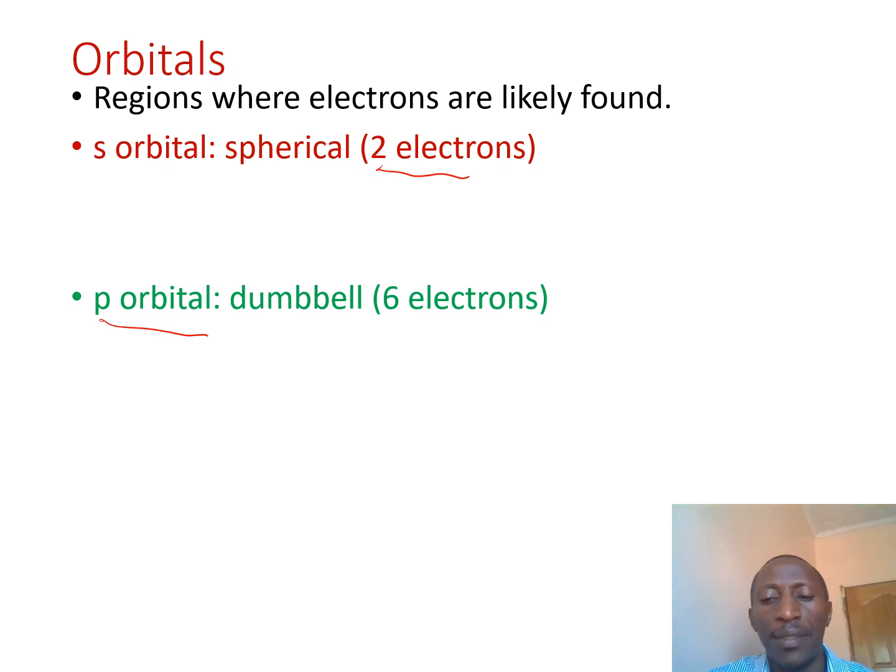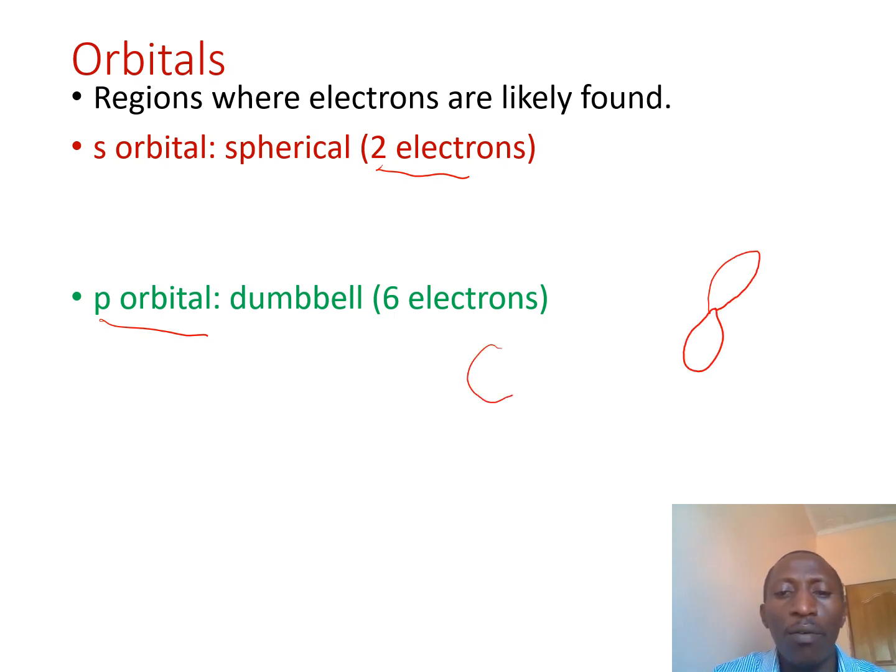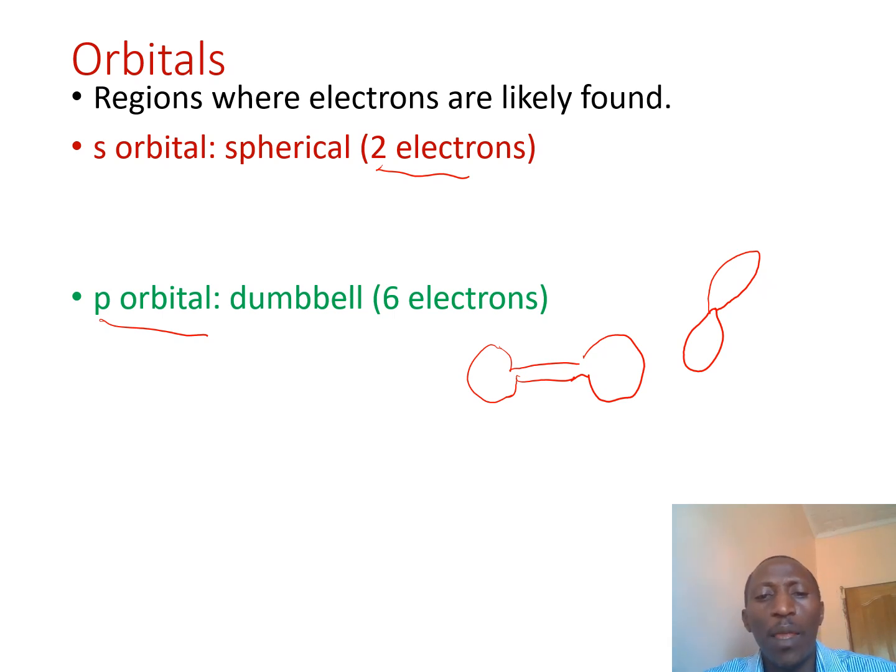It is a dumbbell shape. I would like you to go online and check on the shape which we are calling the dumbbell. It takes that kind of shape, as shown online. So a dumbbell-shaped orbital takes a maximum of 6 electrons. Every time you have the p orbital, the maximum would be 6. That means any number of electrons between 1 and 6 can fit here, but not 7 or 8.